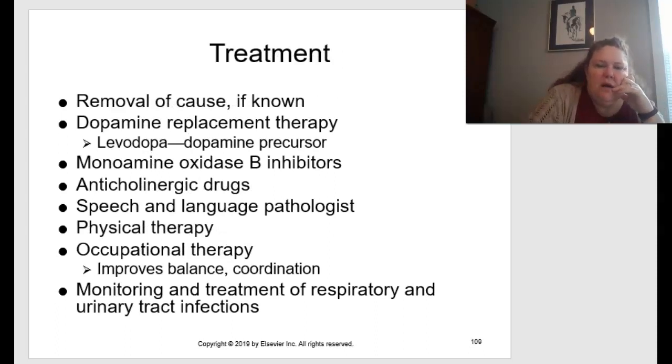So for treatment, remove the cause if we know what's causing it, but if not, then we can use dopamine replacement therapy such as L-dopa, right? And this is a dopamine precursor, and we can also use monoamine oxidase type B inhibitors, anticholinergic drugs. Speech and language pathologists can help to maintain pronunciation and speech patterns. Physical therapy can help with the tremors. Occupational therapy can help to improve your balance and coordination. And also we need to monitor and treat respiratory and urinary tract infections.